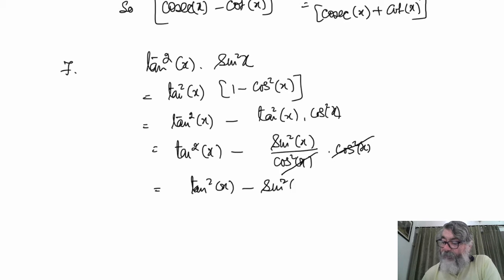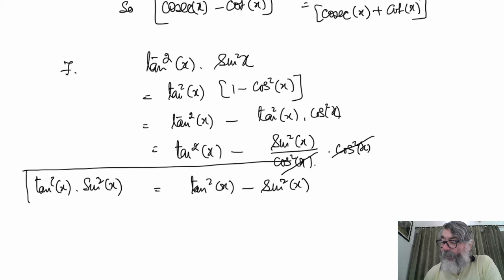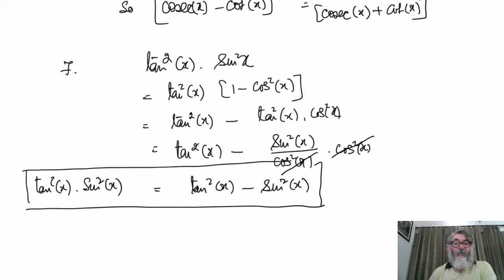This is also a very useful result. The multiplication of two terms like tan square x into sin square x changes into tan square x minus sin square x. Tan square x into sin square x can be converted into tan square x minus sin square x. It's a very, very important result to remember, and you will be able to manipulate and use it later.